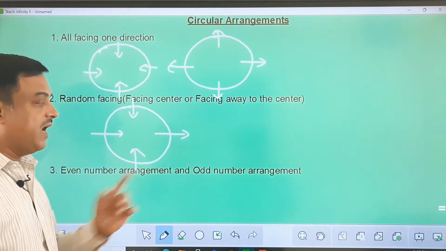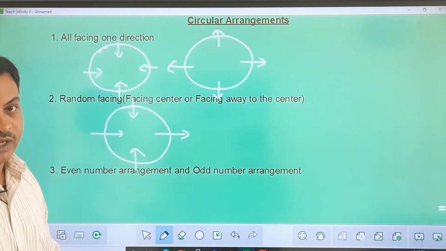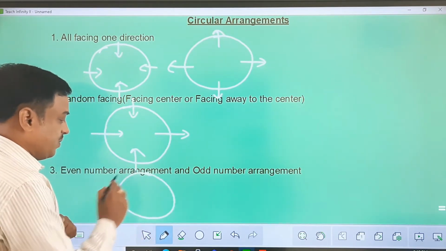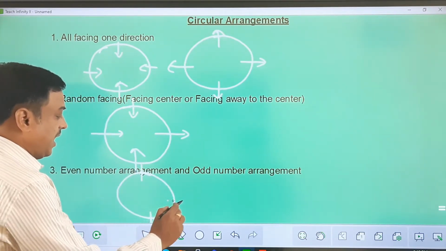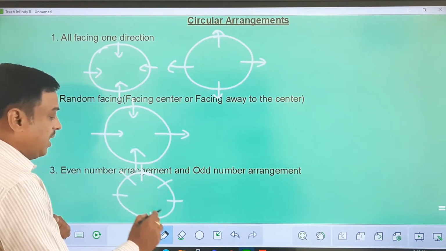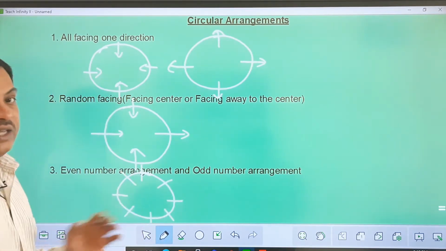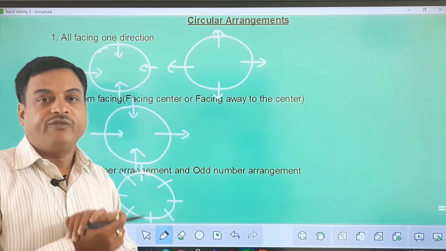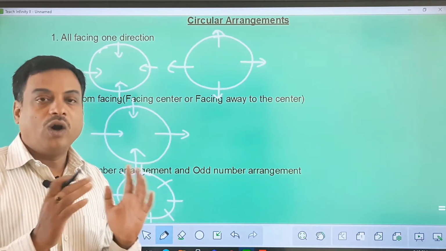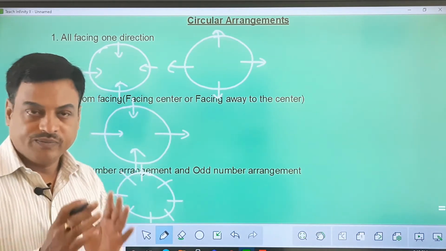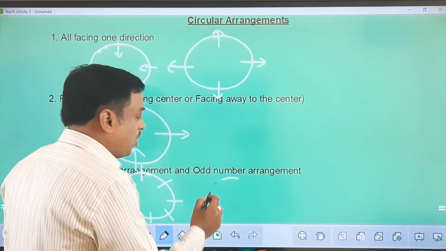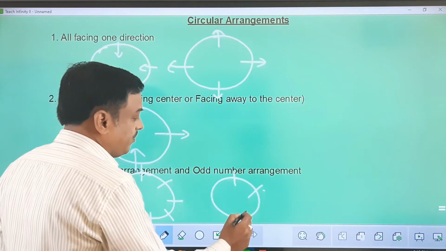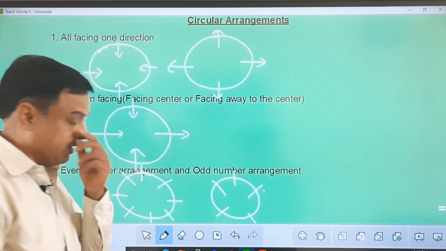Look at my third point. Even number of arrangements and odd number of arrangements are 2 types. What is even number of arrangements? Suppose in a circular arrangement, we have an even number, like I want to arrange 8 people around this circle, then it is called even number of arrangement. It can be 8, 6, 4, 10, or any even number. Next, if I am doing an odd number of arrangements, then it is called odd number of arrangements.